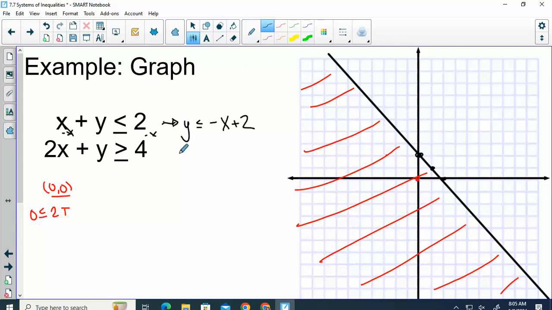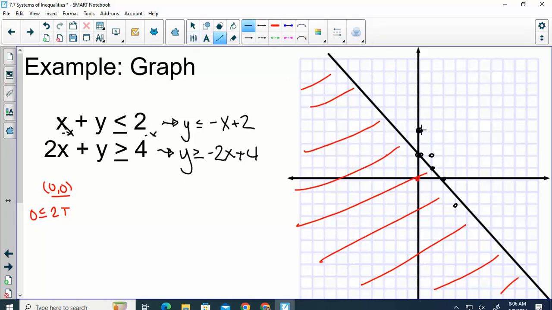All right, next one, if I solve for y, we have to subtract the 2x, so y is greater than or equal to negative 2x plus 4. So we start at 4, slope of negative 2, so down 2 over 1. Solid or dashed? Solid. Solid again.